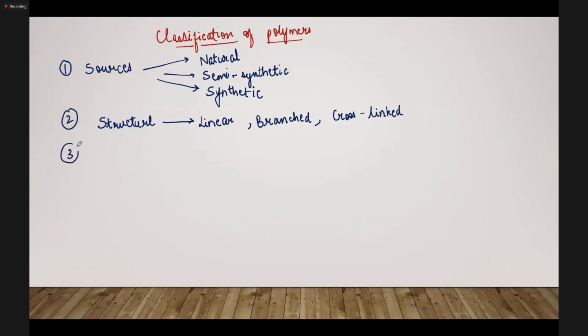Then on the basis of the types of monomers, when we have only one type of monomer participating in the formation of the polymer, it is known as a homopolymer or homomer. And when we have two or more than two types of monomers participating in the formation of a polymer, then it is copolymerization, a copolymer.